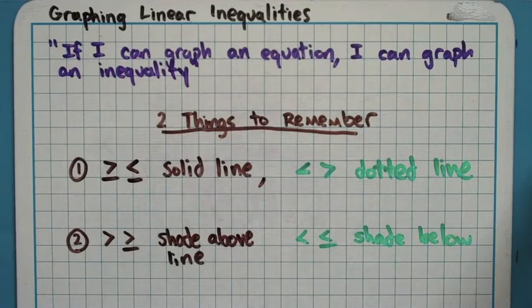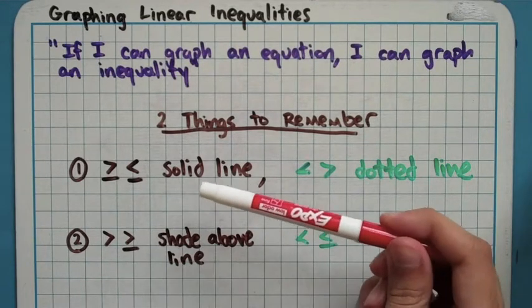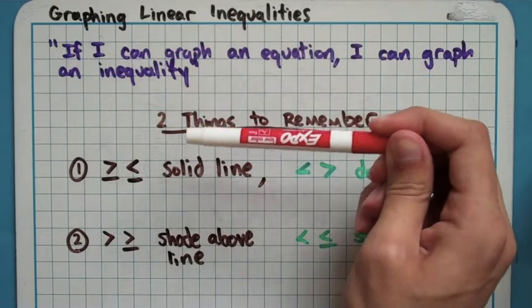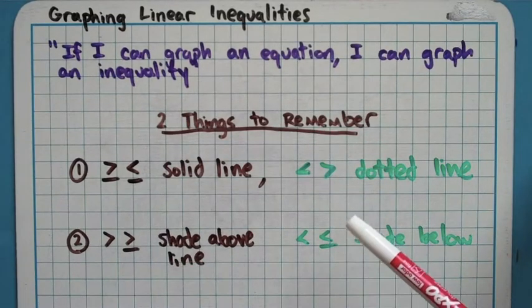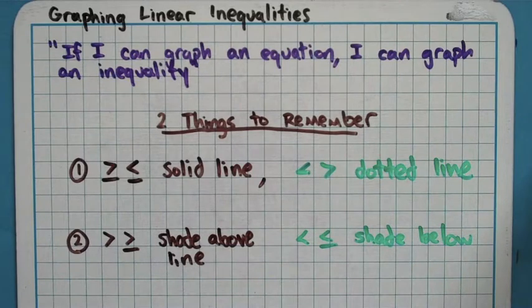The second thing, if you see a greater than sign or greater than or equal to, so if it's bigger than, you're going to shade above the graph. Think about it. Greater is more, and you usually think of up when you do that. Less than and less than or equal to, you're going to shade below. And I'm going to show you how that works through 4 examples.